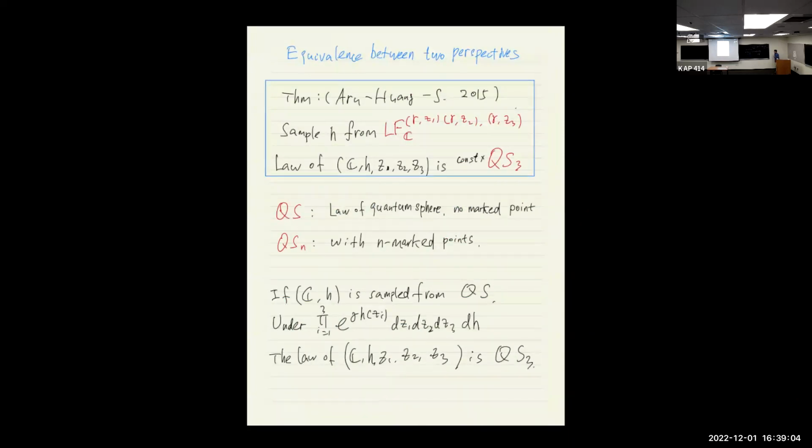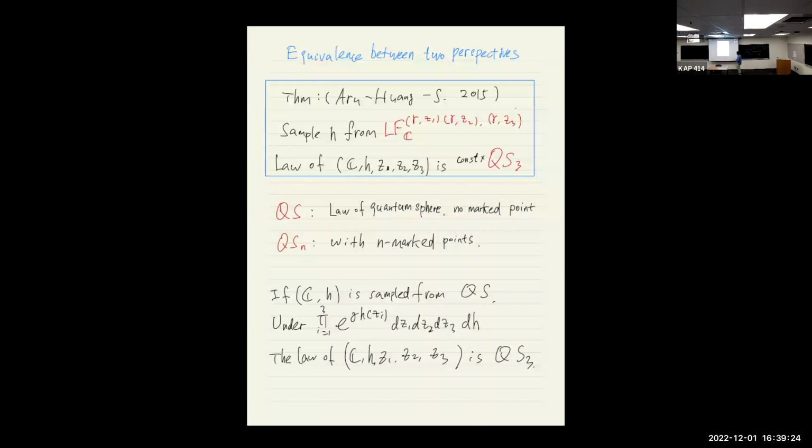Maybe I won't say too much about the details of the equivalence. The punchline is that all the surfaces sampled from the scaling limit of random planar maps can also be represented by surfaces sampled from Liouville CFT, by the Liouville correlation. And this is a particular example.